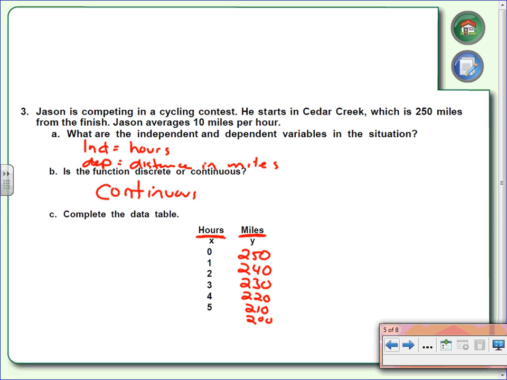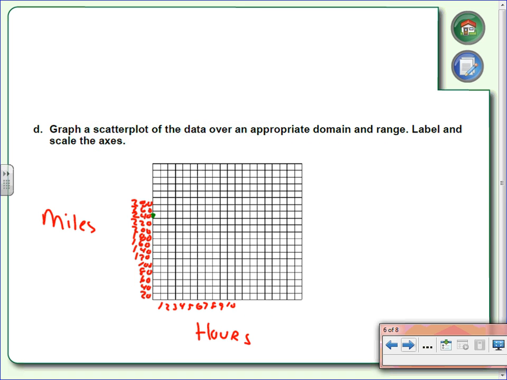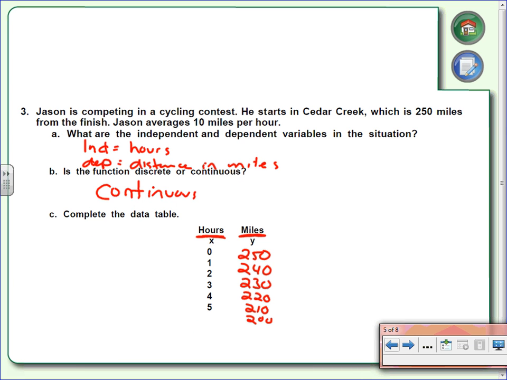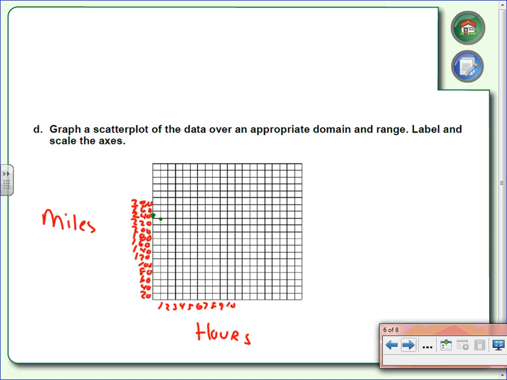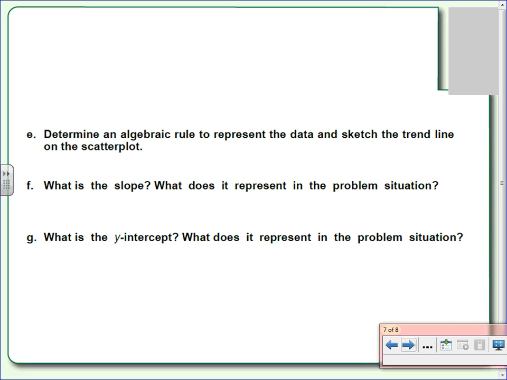The next ordered pair we had was 1 and 240. So let me find that one. 1 and 240. That's going to be right here. The next one we had in our table was 2 and 230. So here's the 230, it's going to be in the middle there. Oops.